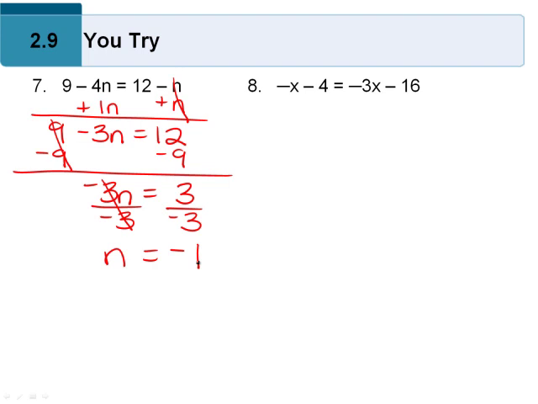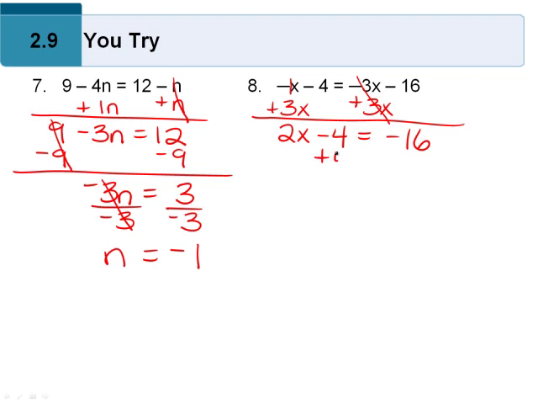We have negative x minus 4 equals negative 3x minus 16. So, first step, no like terms. Okay, so I'm going to get rid of this negative 3x. I'm going to add it to both sides. So I'm going to add 3x on the left also. Remember, that's a 1 in front of that negative x up on top. So negative 1 plus 3 would be positive 2x minus 4, and then the 3x's are gone, so it equals negative 16.